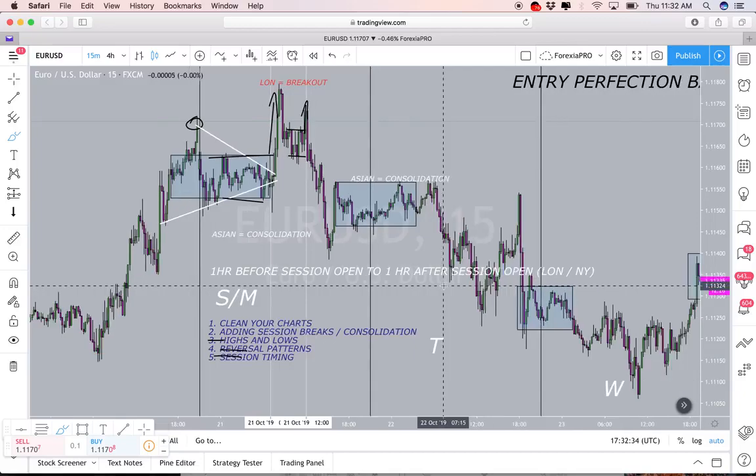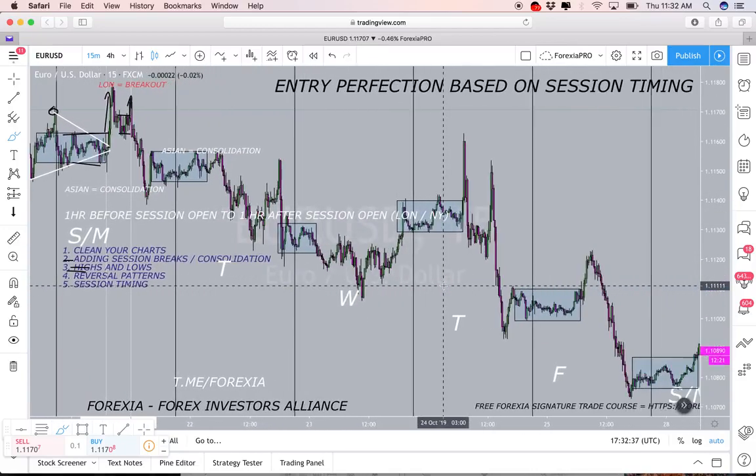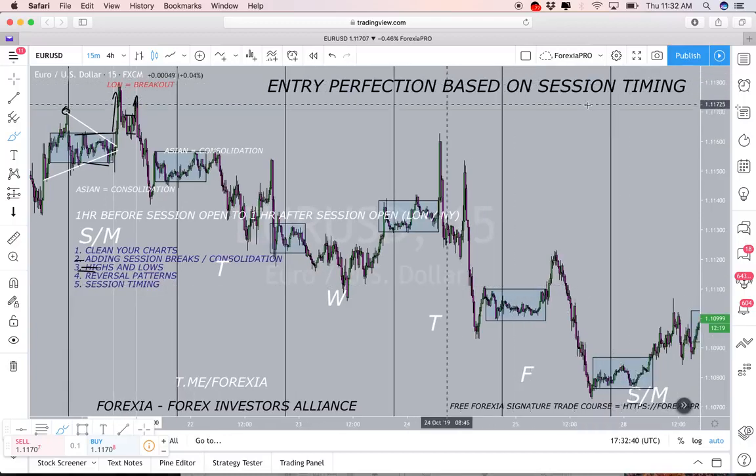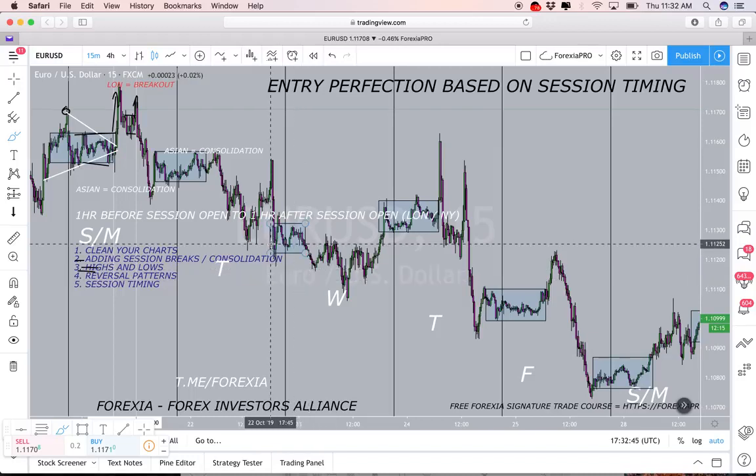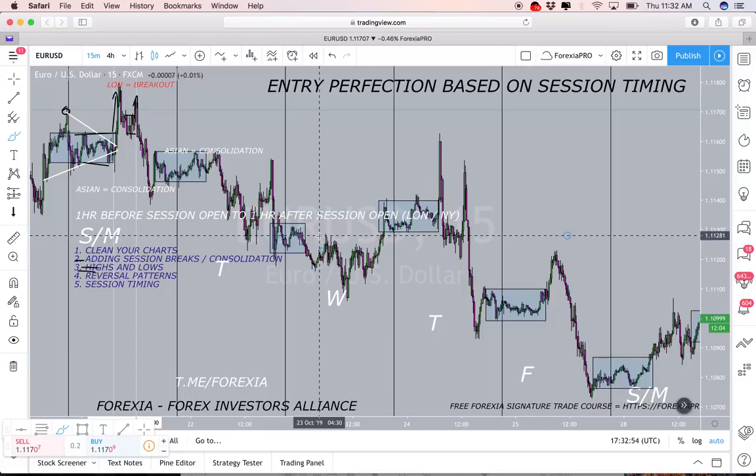Okay, this is how you get a perfect entry based on session timing every single time. And if it's not happening on one pair, you check the next pair, because it'll most likely happen on a different pair. If it's not happening on EUR/USD one day, it's most likely happening on AUD/USD or NZD or GBP/JPY.